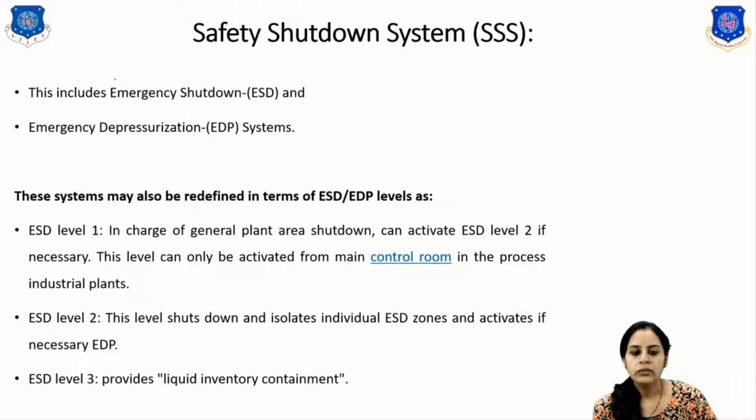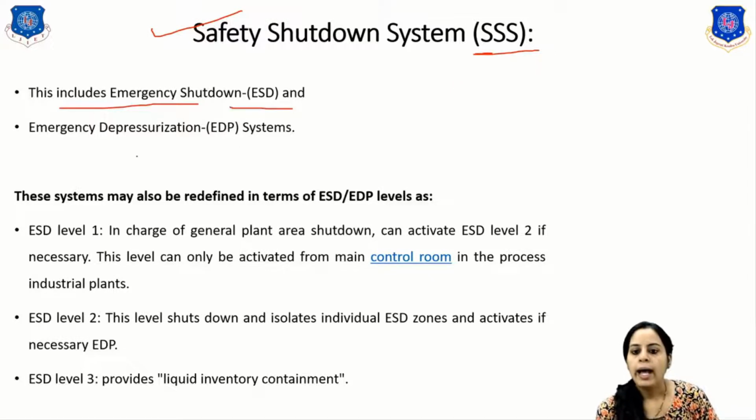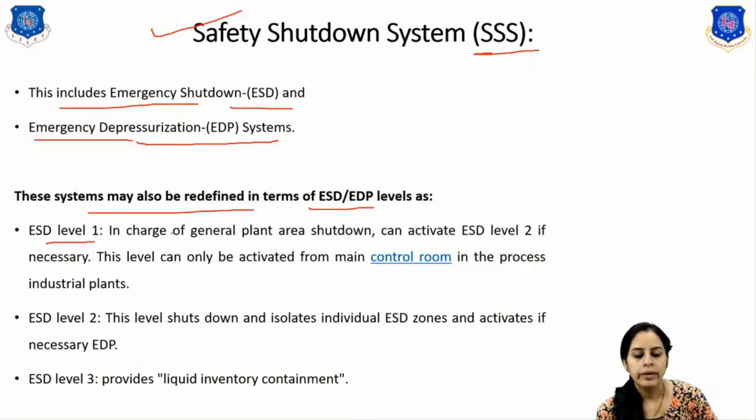Then the next one is the safety shutdown system, SSS. This includes the emergency shutdown and emergency depressurization systems, ESD and EDP. First of all we discuss the ESD, which is classified into three levels: 1, 2 and 3. Level 1 includes the charge of the general plant area, which when shut down can activate ESD level 2 if necessary.